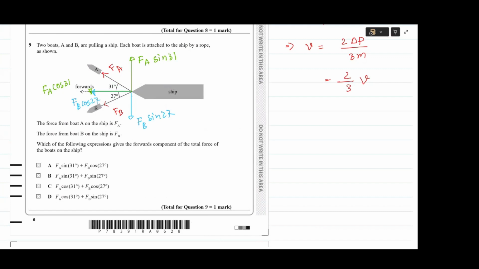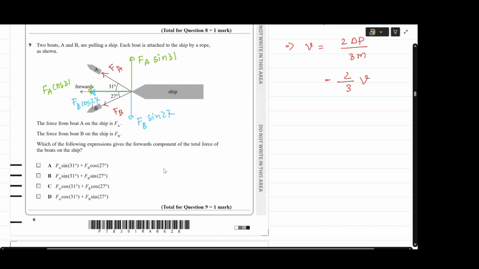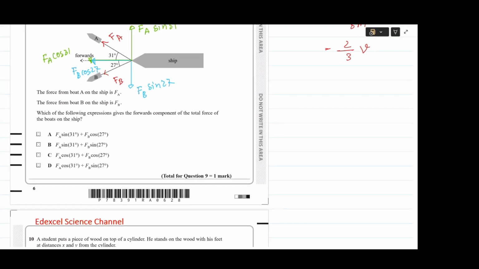As we see, for the total force of the boats on the ship, these two forces are not affecting the ship. However, these two forces are being used to move the ship forward as they're in the same direction as the ship. So the total force should be the addition of both of these. Whichever option matches this would be the answer. So it should be number C.